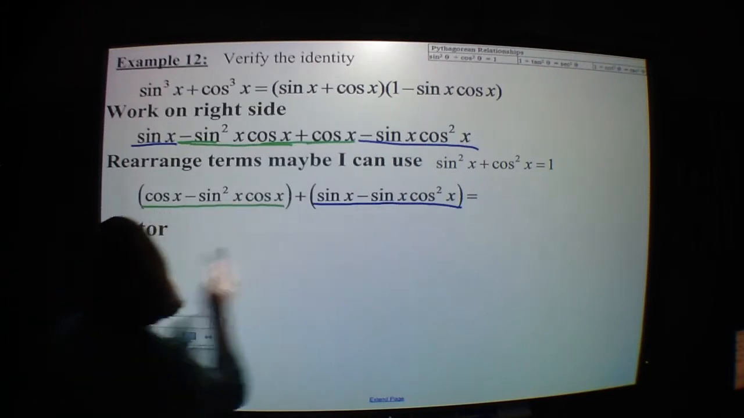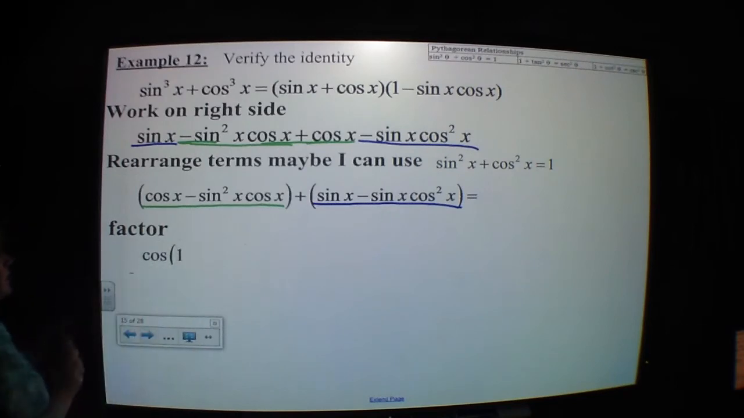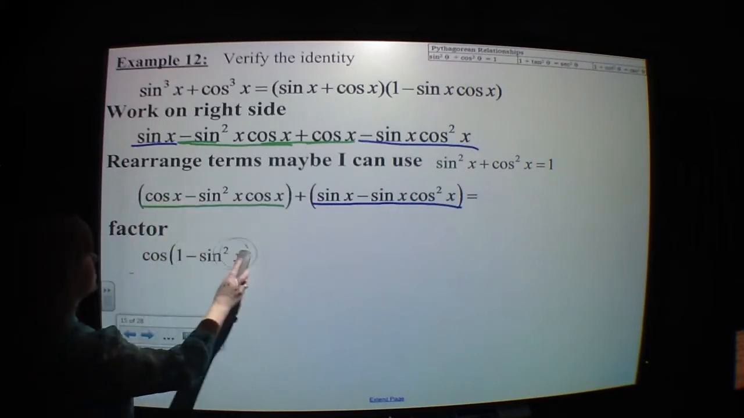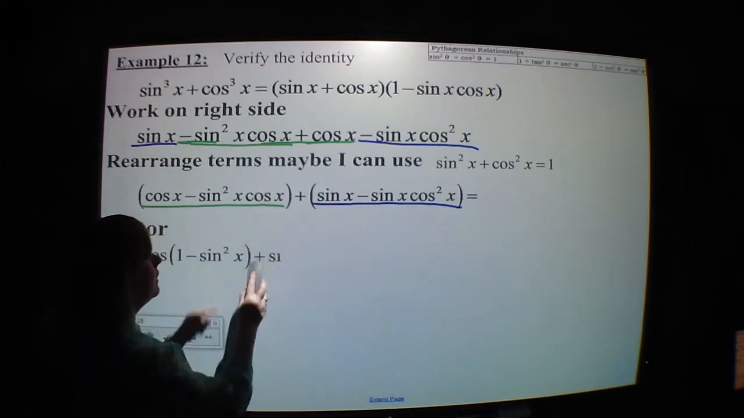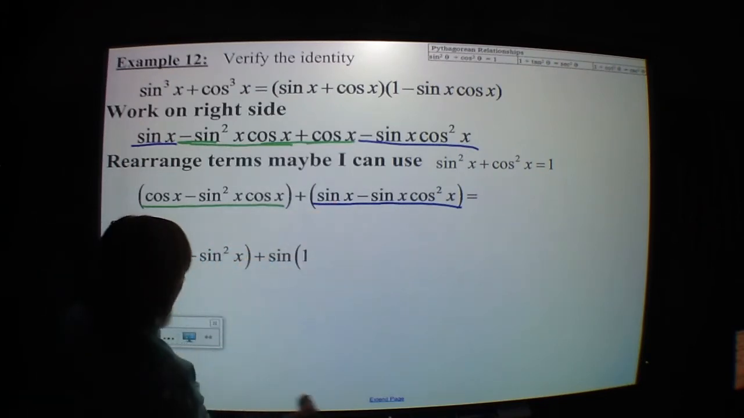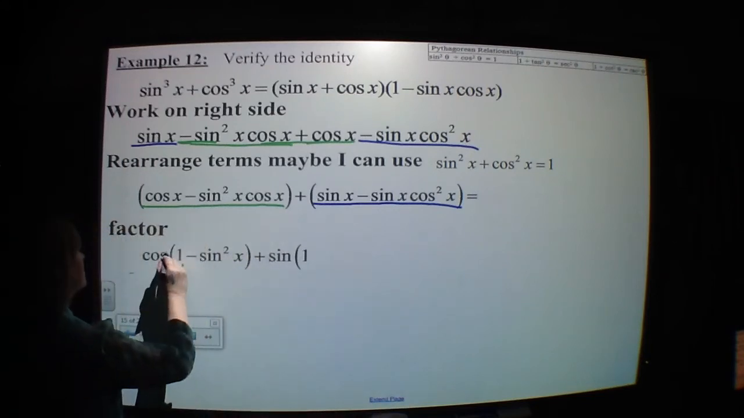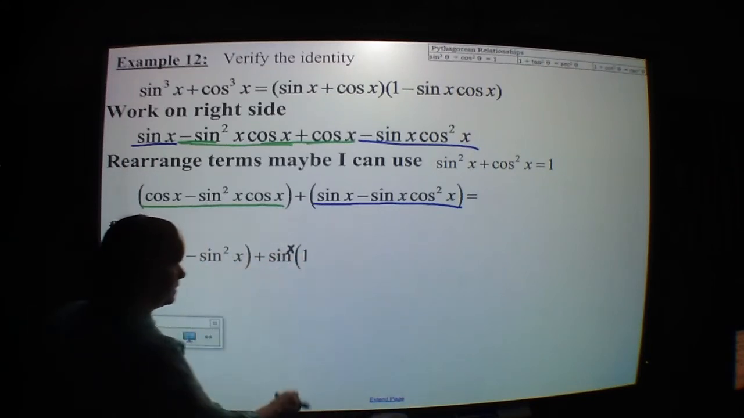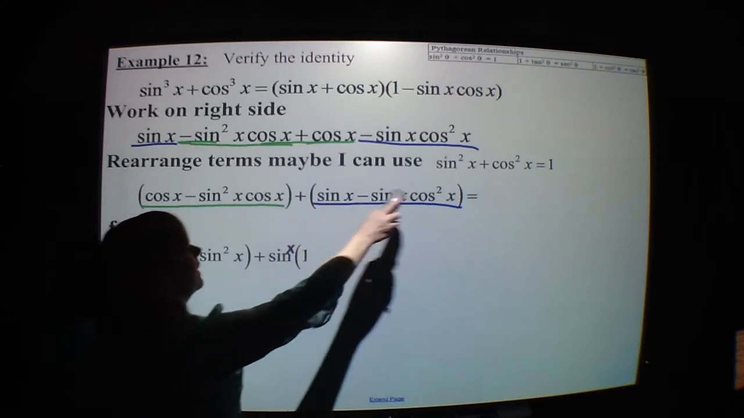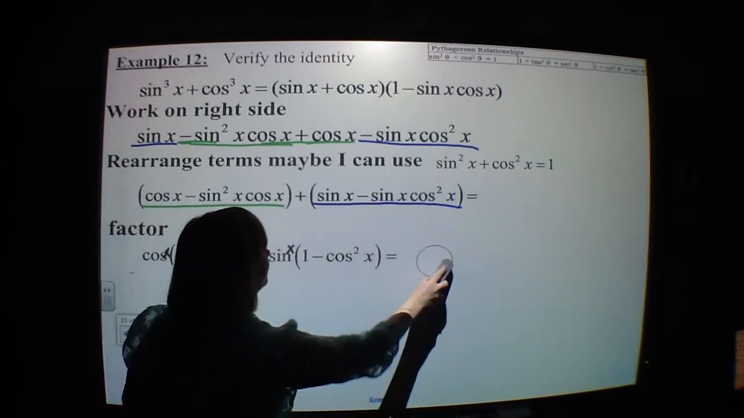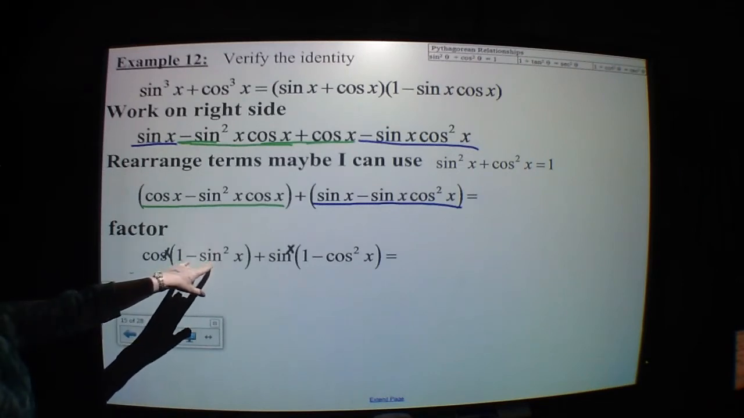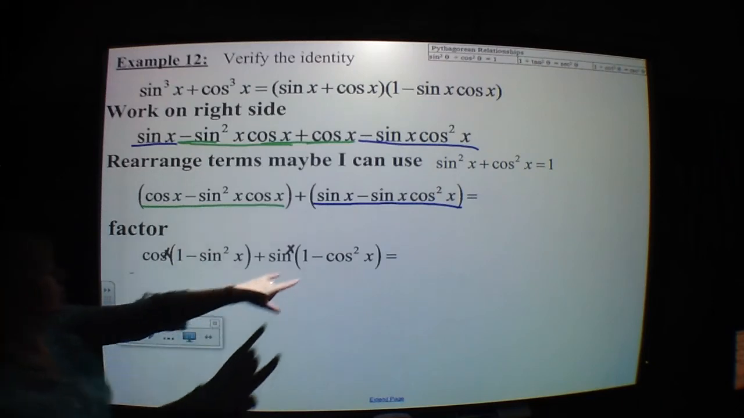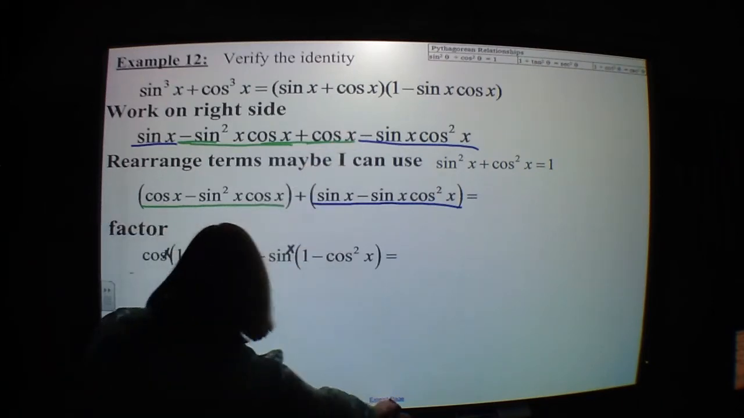So I'm going to factor. I can factor out a cosine, and I'm left with 1 minus sine squared. And here I can factor out a sine. And I forgot to write the x's. There really are x's here. And I have a 1 minus cosine squared. And then now it's really easy. I can do some substitutions. 1 minus sine squared is cosine squared. 1 minus cosine squared is sine squared.